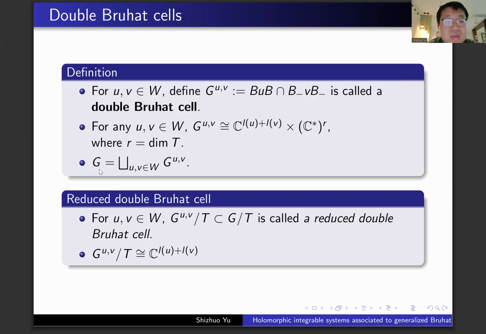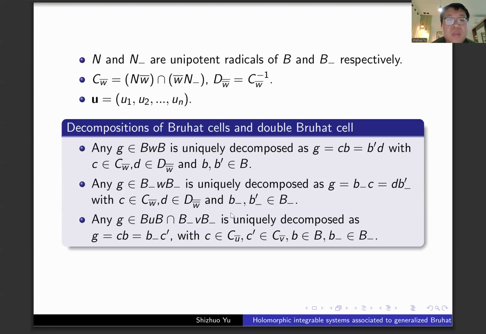It means that we consider the homogeneous space G mod T, and the double Bruhat cell over T is called a reduced double Bruhat cell. And the reduced Bruhat cell is indeed an affine space whose dimension is equal to the length of u plus the length of v.